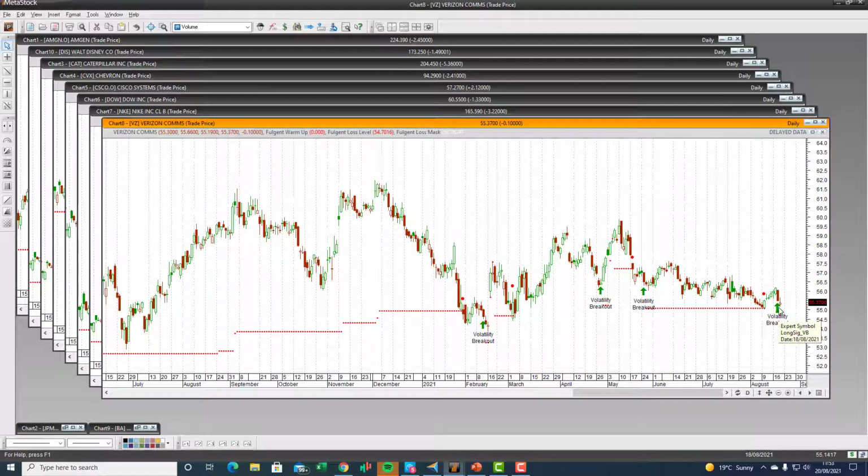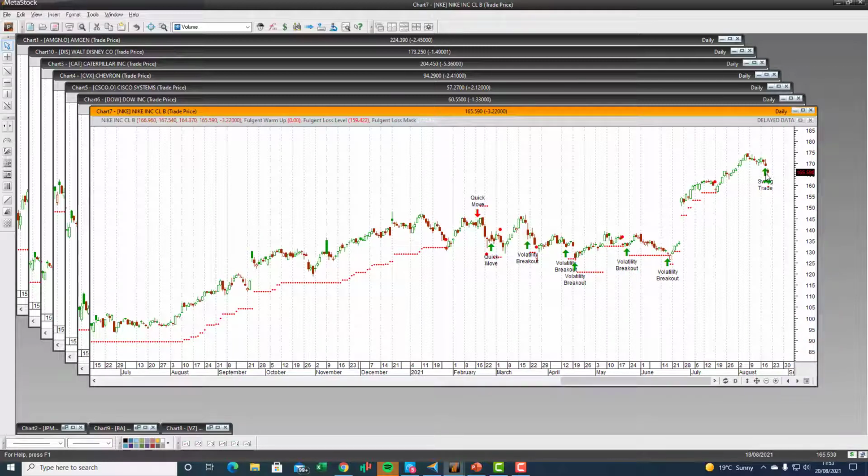Verizon, we can see also a volatility breakout, buying at the bottom end of a base. It's a critical make or break week for it. These old highs would be the upside targets for profit taking, as well as the May high there. So we have a volatility breakout in Verizon.